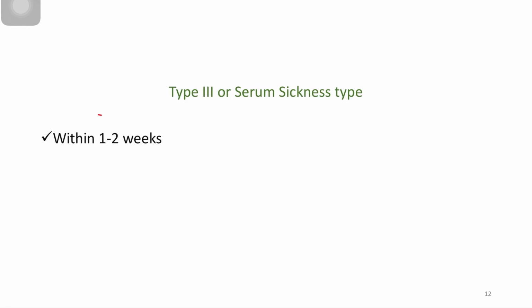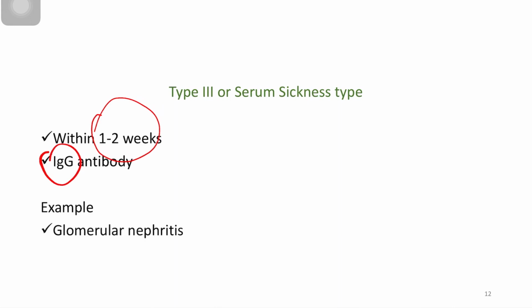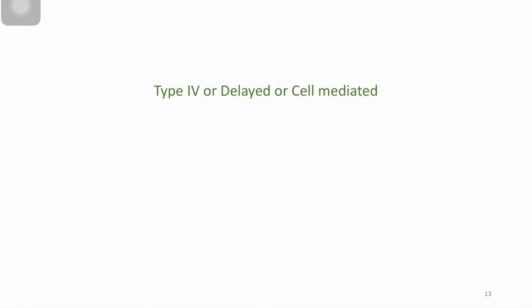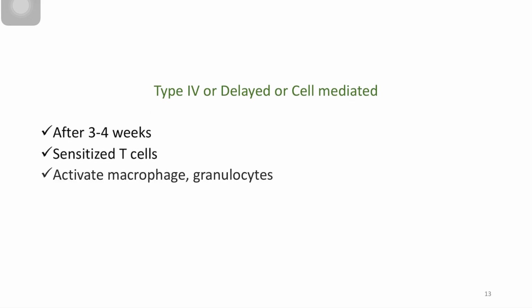Type 3 is serum sickness, and it develops within 1 to 2 weeks. Here also IgG antibodies are involved. An example is glomerular nephritis. And type 4 is delayed or cell mediated hypersensitivity reactions, where it takes a longer time, around a month, and sensitized T cells are involved, and activated macrophages and granulocytes are also involved. An example is hypersensitivity pneumonitis. You just need to remember one example and no need to go into the depth.